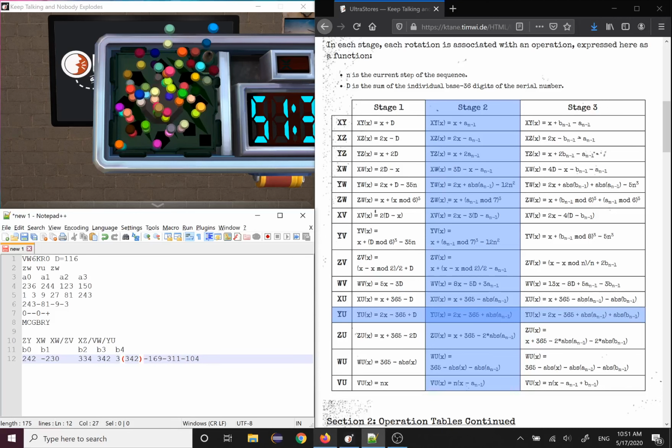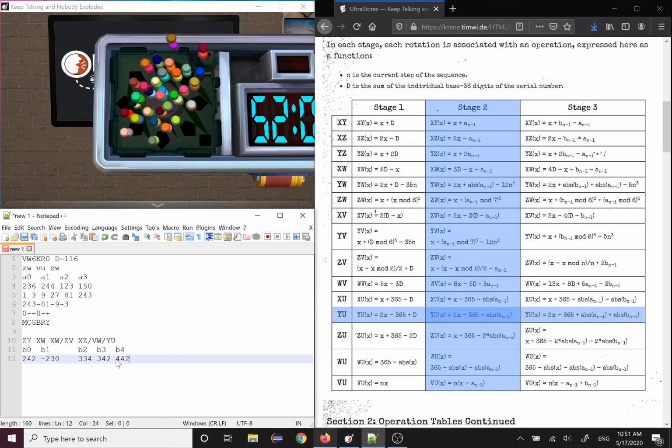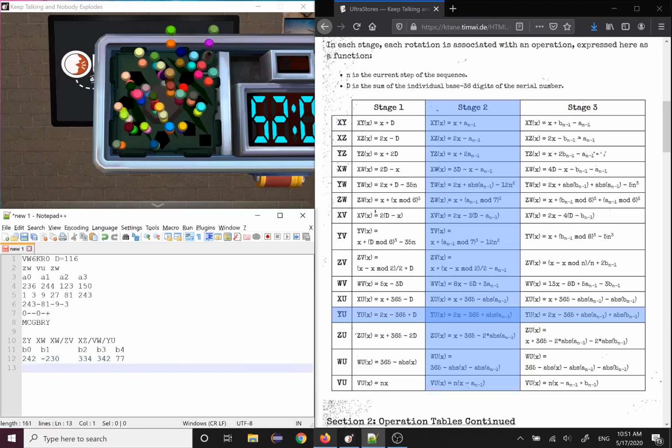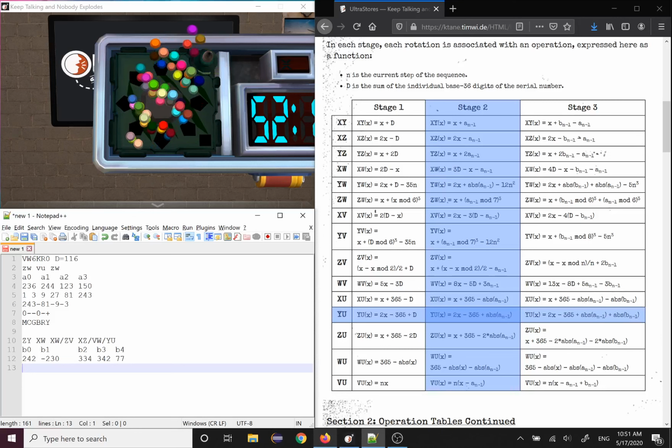3 times 342, I'm going to do that with a calculator, is going to be equal to 1026. And 1026 minus 169 minus 311 minus 104 is equal to 442. But we still have to simplify that because we need to subtract 365 from that, and that's going to equal 77. So 77 is the new number that we need to do.